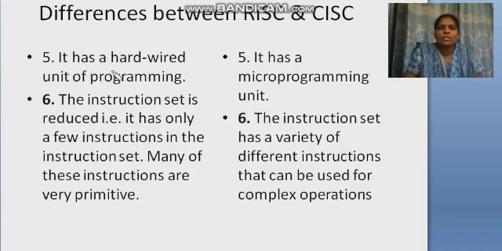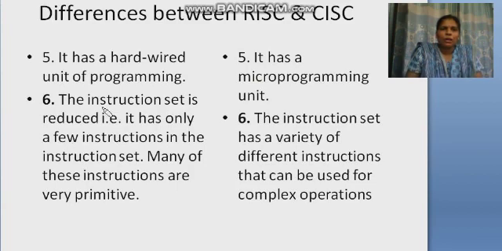The fifth point of difference is that RISC has a hardwired unit, meaning the programming is concerned basically with hardwire. In class we have already discussed what hardwire is. But in case of CISC, we need to implement microprograms to get the work done by the hardware of the CISC architecture. So this is the programming point of view of RISC and CISC.